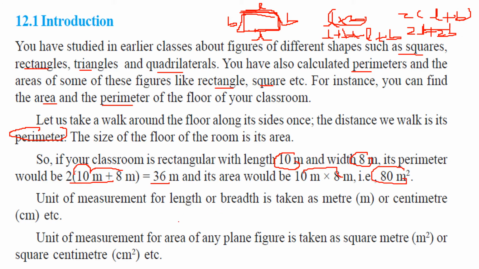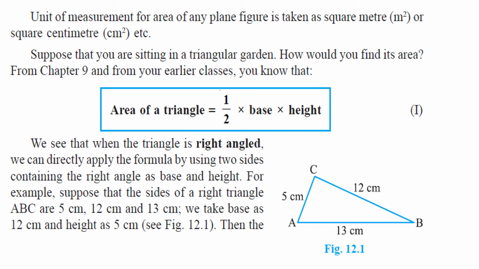The units of length and breadth have to be taken care of, because they have to be the same. If one is in centimeters and the other in meters, you have to bring both into centimeters or both into meters. The unit of area, as you just saw, is square meters, or you can have square centimeters, square millimeters. It has to be in square terms. That is the unit of measurement we have seen.